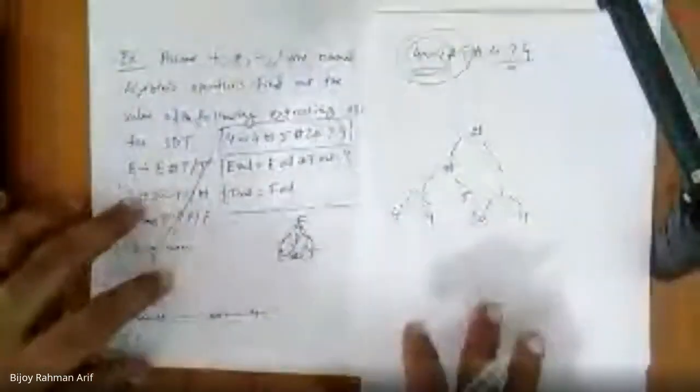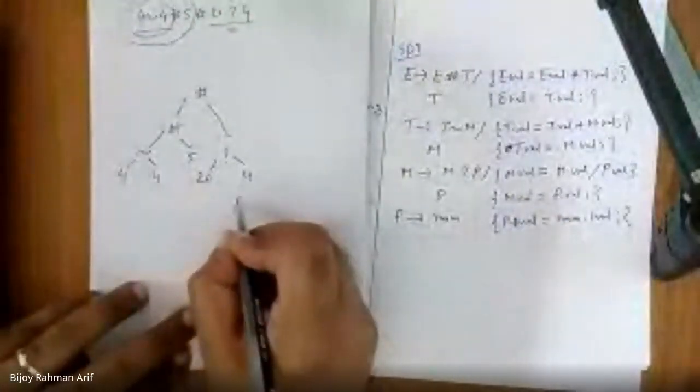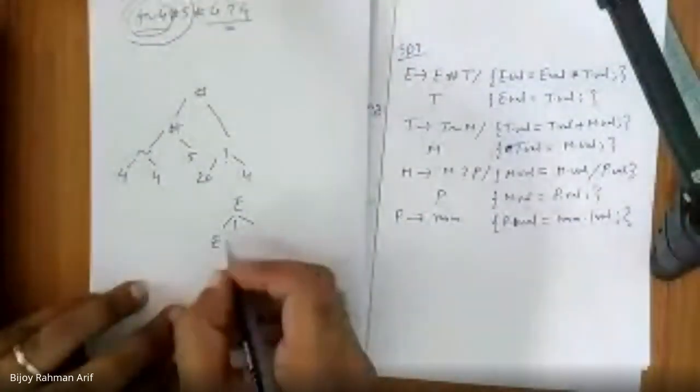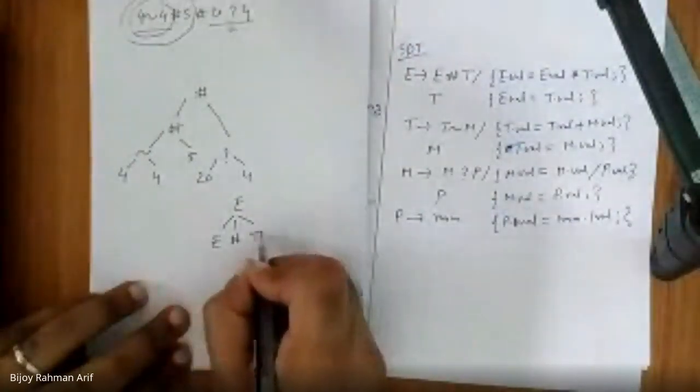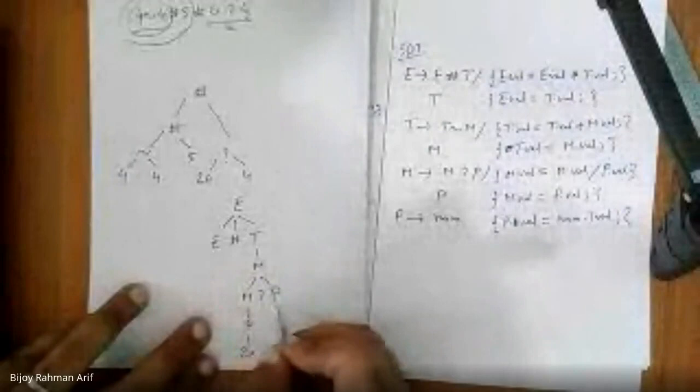Now, what is the catch? What would be the grammar? The grammar would be like this, and for this grammar the parse tree would be like this. E derives E hash T. This T would derive M. M would derive M question mark T. Good. Then this one becomes P. This one becomes num, which is nothing but 20. This one becomes num, which is nothing but 4.